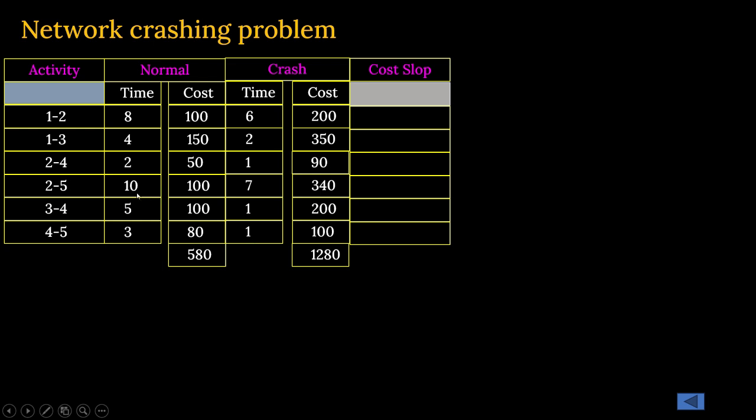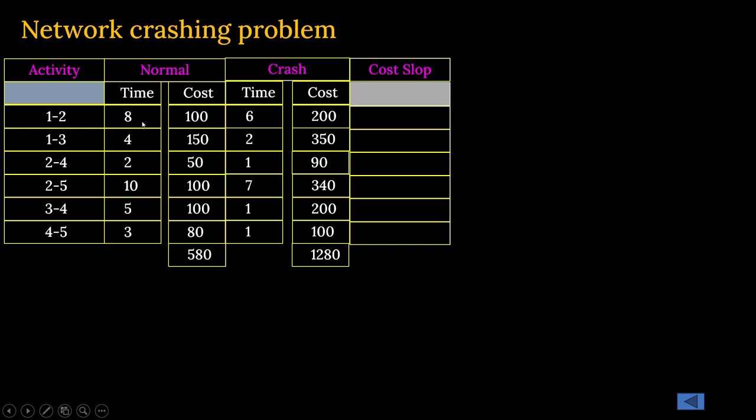Here you can see for the activity 2 to 5, the normal time was given as 10 days. After crashing, it will come down to 7 days. Now to do the crashing, you have to employ more resources in terms of money, in terms of manpower, in terms of machinery, and the corresponding cost is also mentioned.